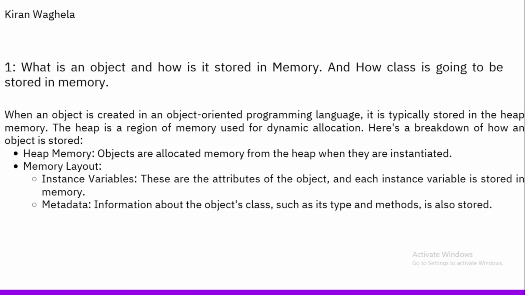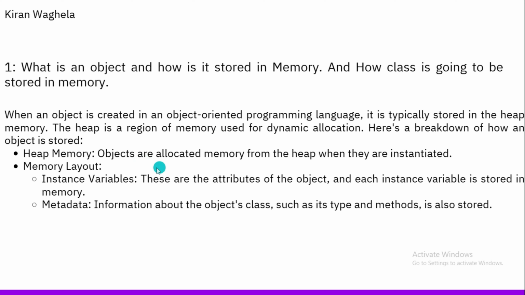So first question: what is an object and how is it stored in memory? Or how is a class stored in memory? You can answer this question like this. When an object is created in an object-oriented programming language, it is typically stored inside heap memory. The heap memory is a region of memory used for dynamic allocations. Here is the breakdown of how the object is going to be stored.